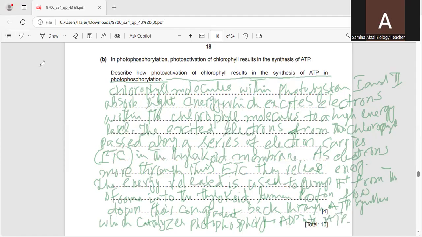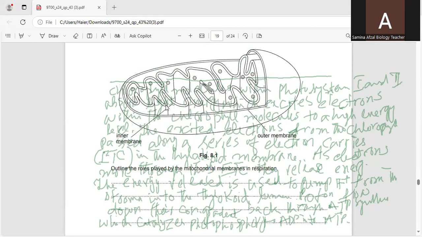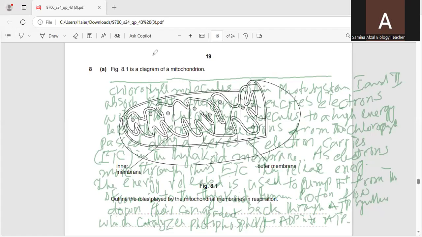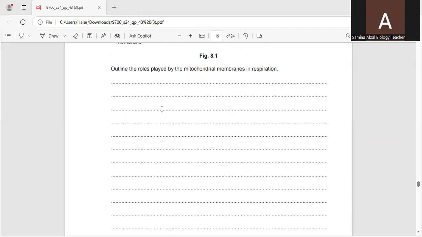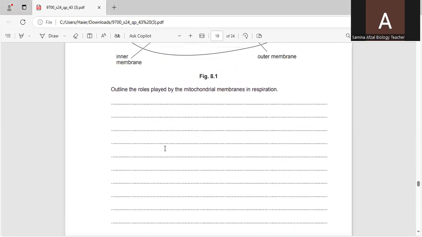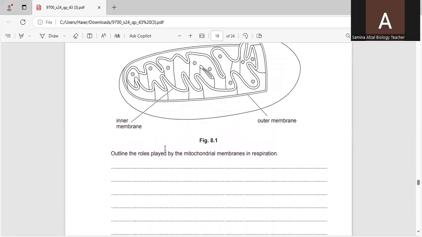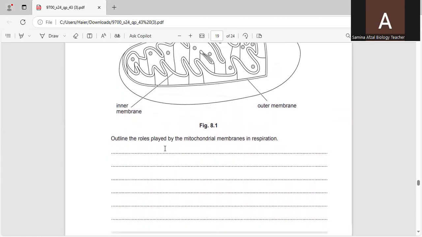So it was all about question number 7. We are moving towards question number 8. And again, question number 8 is about figure 8.1, a diagram of the mitochondria. The inner membrane and outer membrane have been shown there, and we must outline the roles played by the mitochondrial membranes in respiration. And you know, two membranes are there, the outer membrane and the inner membrane.